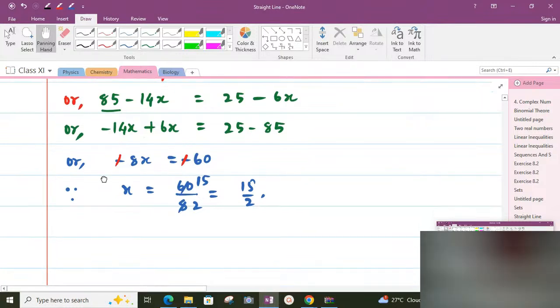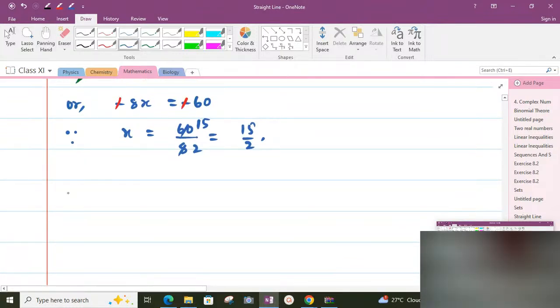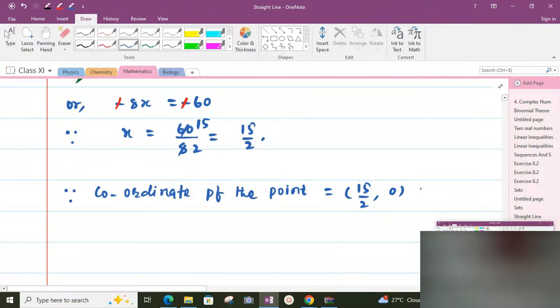So the coordinate of the point will be (x, 0). Therefore coordinate of the point equal to (x, 0). So the value of x is 15 by 2, 0. Hope that there is no problem to understand the solution of this question. Let's see the next question.